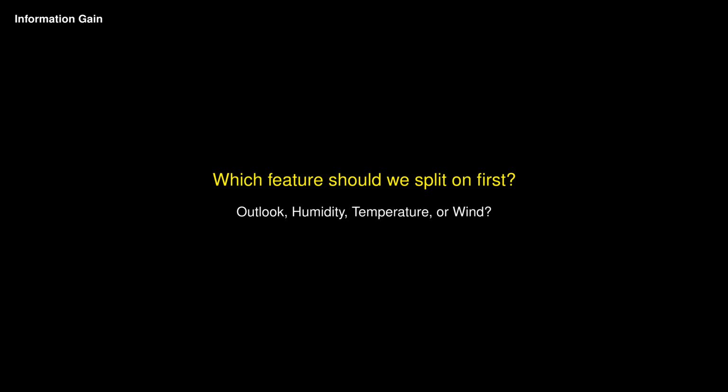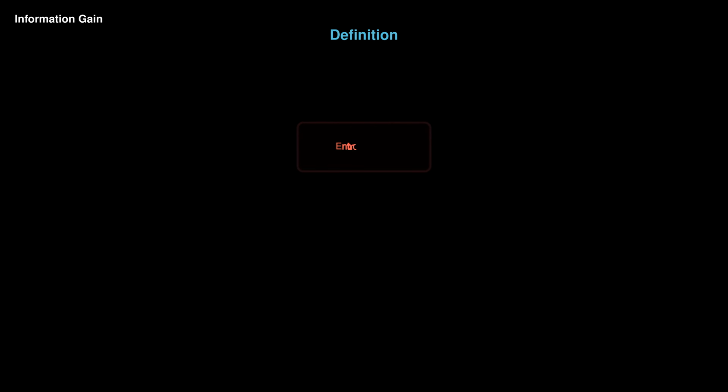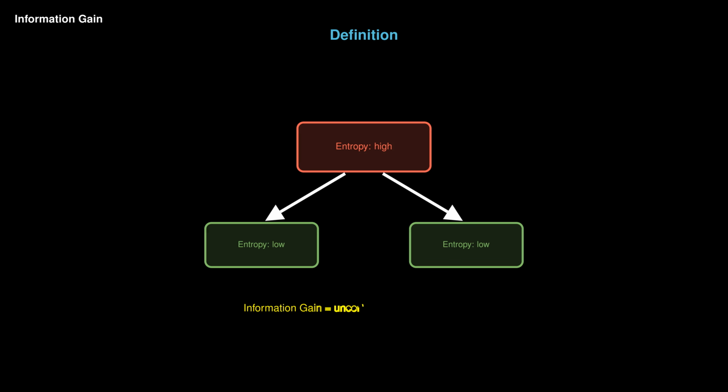It's called information gain. Information gain measures how much uncertainty is reduced after a split. The idea is straightforward. Before the split, the data has some entropy. After the split, each subset has its own entropy. If the split creates purer subsets, we've gained information. The bigger the gain, the better the question.